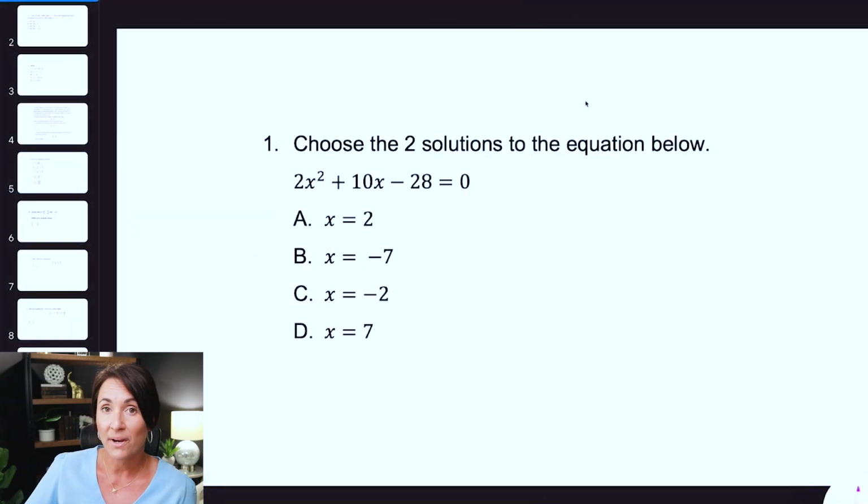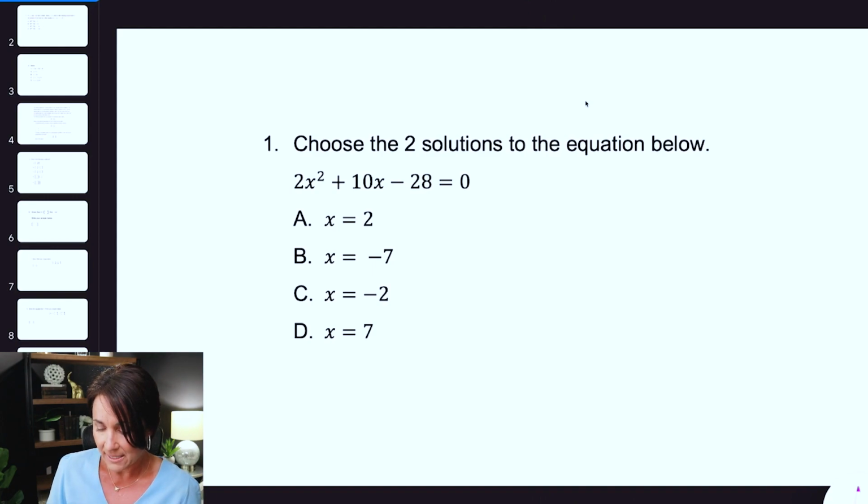All right, so let's jump right into it. We're going to go through 10 practice questions today that align with the specs that I just showed you. The first 3 questions are going to be about polynomials and complex numbers. We're going to start with an easy one and then we're going to get more complex. All right, let's start with number 1. Choose the 2 solutions to the equation below.